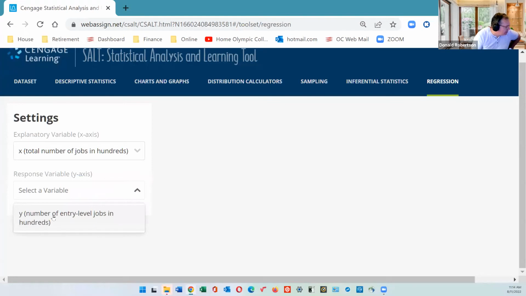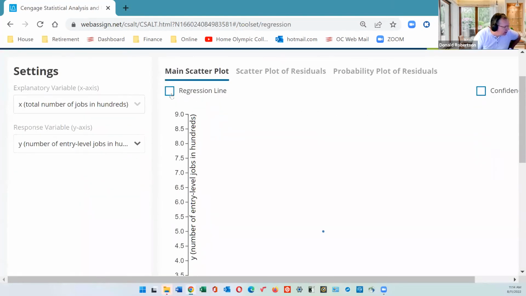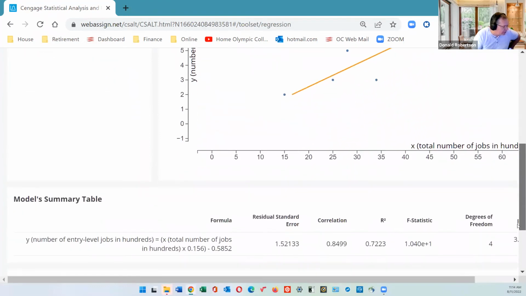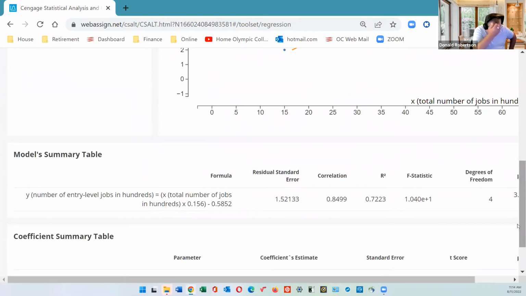Select this guy, select that guy. And I'll even put the regression line in. So there we go. Now, there are lots of guys in here, most of which you won't worry about. This fella here is the correlation coefficient. So that's the R guy. So roughly it's about 0.8499.